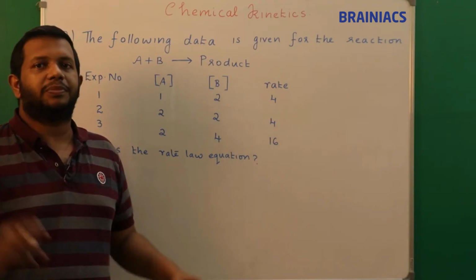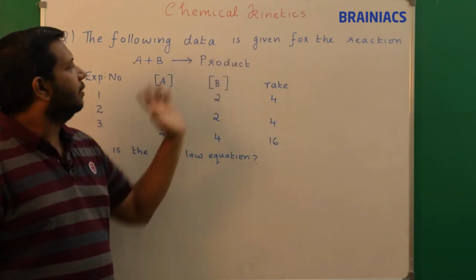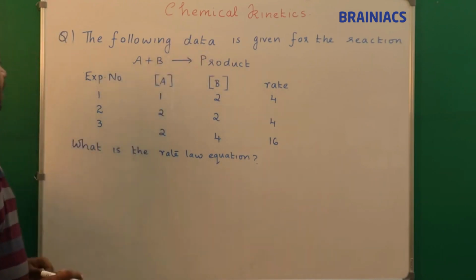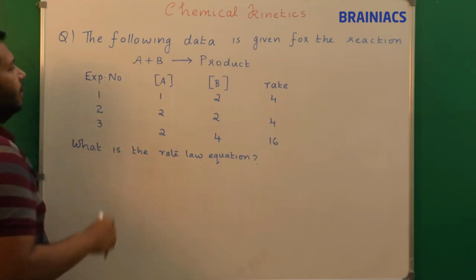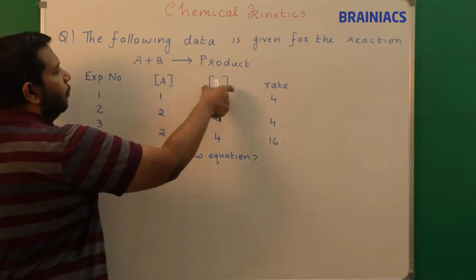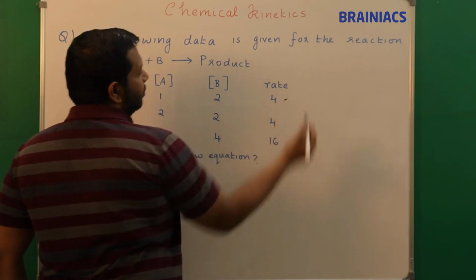Hi students, now let us try to do a problem based on what we have learned up to now. See this question. The question given here is: the following data is given for the reaction A plus B giving product. Experiments 1, 2, 3. In the first experiment, they have taken the concentration of A as 1 unit and the concentration of B as 2 units. Then what they have observed? The rate is 4 times.